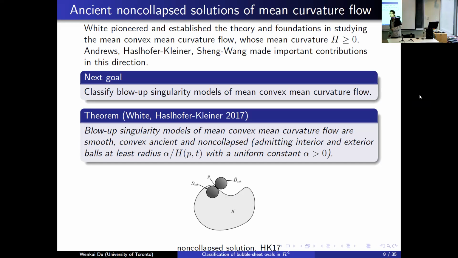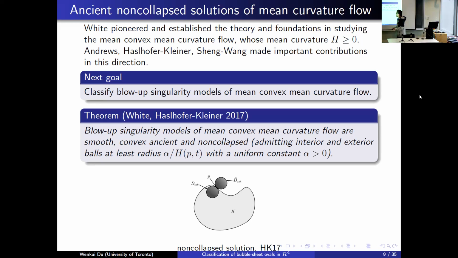Non-collapsed solutions naturally appear in the mean convex mean curvature flow. White pioneered and established the theory for the mean convex mean curvature flow. Mean convex means the mean curvature is non-negative. Later, Andrews, Haslhofer, Kleiner, and Shen Wang also made contributions in this direction. As I said initially, we can classify the convex solutions. Then we consider how to classify the mean convex singularity models. White, Haslhofer, and Kleiner obtained the following result: the blow-up singularity models of mean convex mean curvature flow are always smooth, convex, ancient, and non-collapsed.